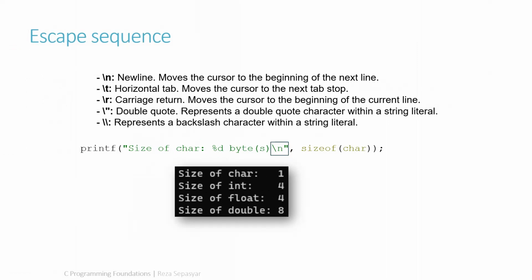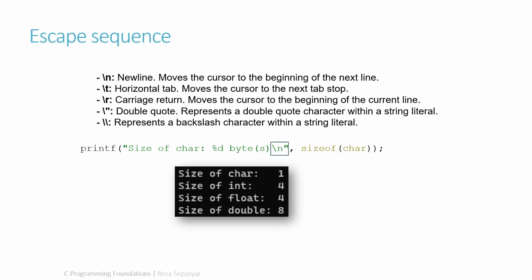Escape characters in C are special sequences that are used to represent characters that are difficult or impossible to represent directly as a character in a string or character constant. These escape sequences begin with a backslash followed by a specific character, and they are interpreted specially by the compiler. Here are some common escape characters used in C. \n, new line, moves the cursor to the beginning of the next line. \t, horizontal tab, moves the cursor to the next tab stop. \r, carriage return, moves the cursor to the beginning of the current line.